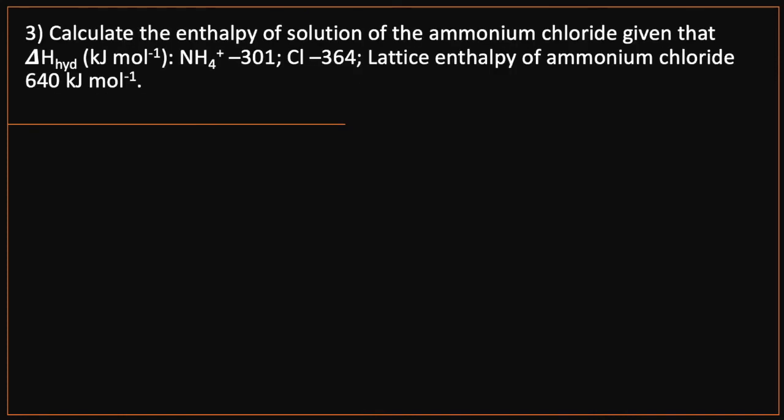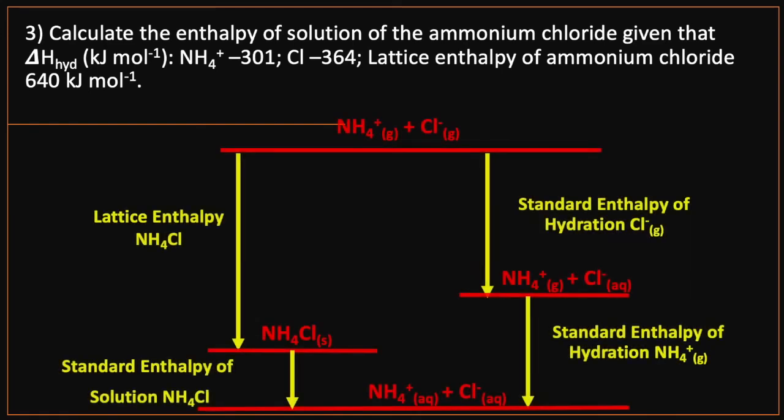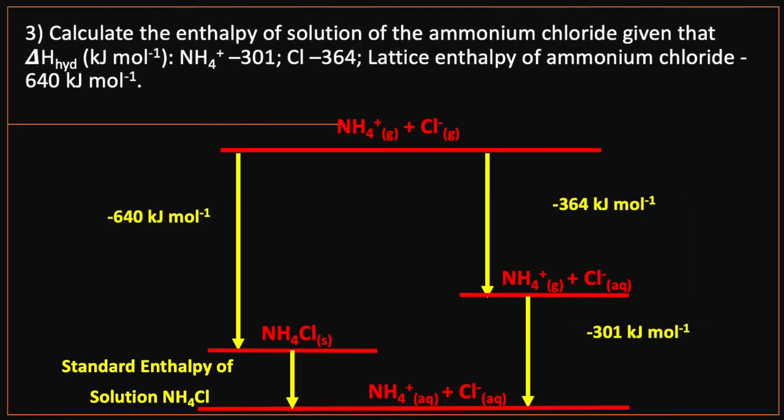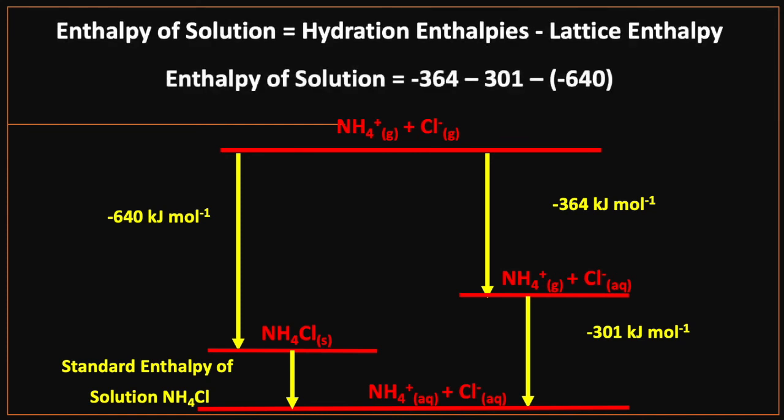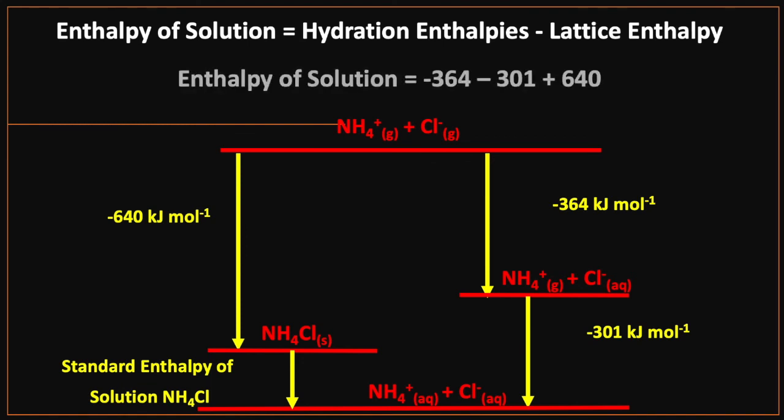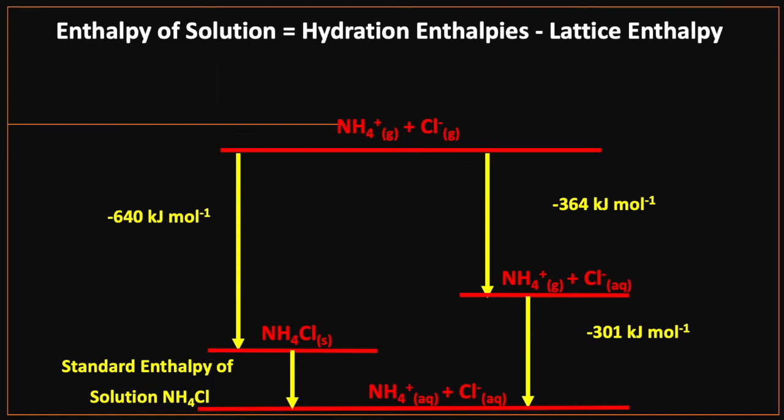Question 3. We're now going to calculate the enthalpy of solution of ammonium chloride. So as before, here's our enthalpy diagram, and we can substitute the values in the question as so, and then we are going to put those into the equation, and we will rearrange that to give us our enthalpy of solution as being minus 25 kilojoules per mole.